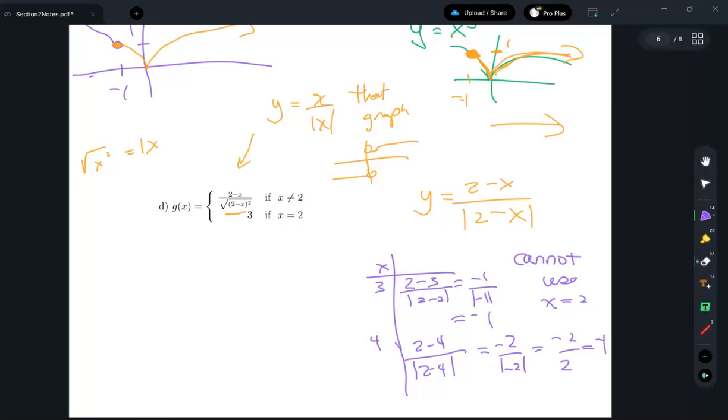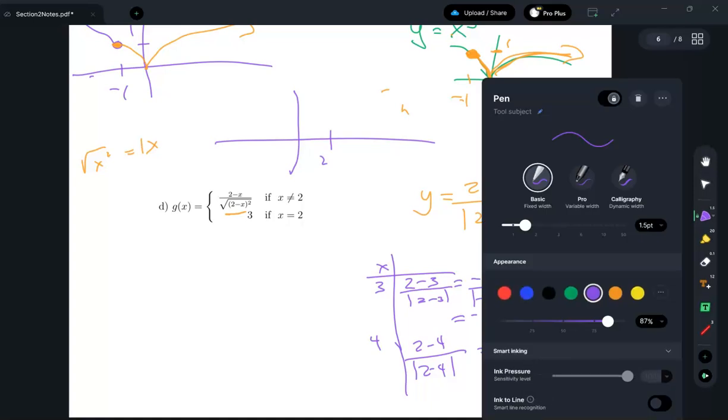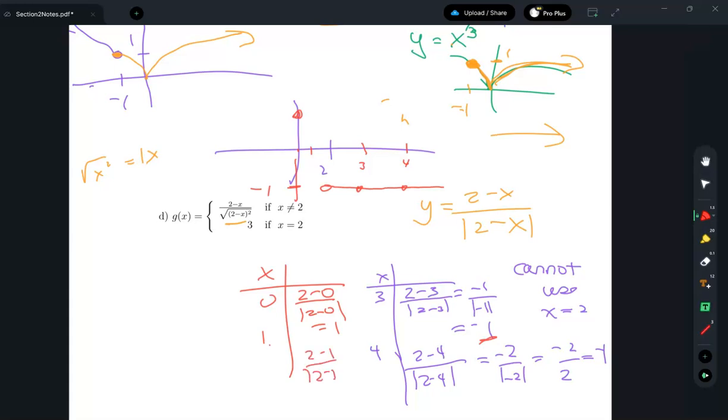Okay, so I think I'm getting the idea because I have a basic idea that it's that graph. So let's look at it. 2 is the point that I cannot use. But if I plug in 3 and 4, I get a y value of negative 1. So all the way up to 2, I'm down here at the y value of negative 1. So checking some other points. What happens if I plug in x equals 0 or x equals 1? If I plug in x equals 0, I get 2 minus 0 over the absolute value of 2 minus 0. That's 2 over 2. That's 1. So that's up here, right? If I plug in 1, I get 2 minus 1 over the absolute value of 2 minus 1, that's 1 over the absolute value of 1. That's 1. So here it is.